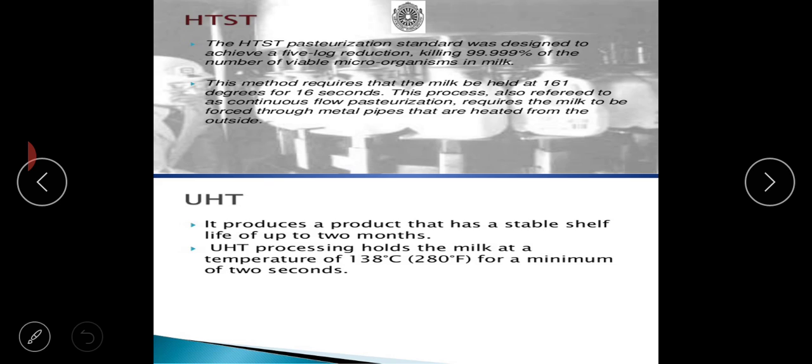Coming to UHT, it produces a product that has a stable shelf life of up to 2 months. UHT processing holds the milk at a temperature of 138 degrees Celsius to 150 degrees Celsius, and this is for a minimum of 2 seconds.